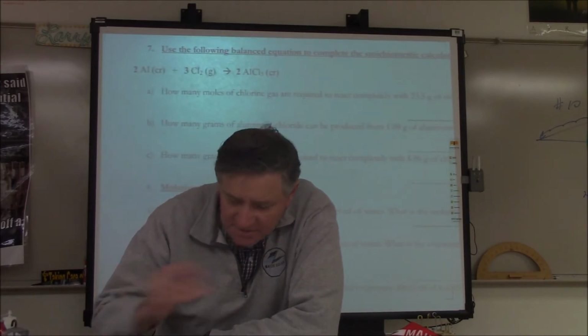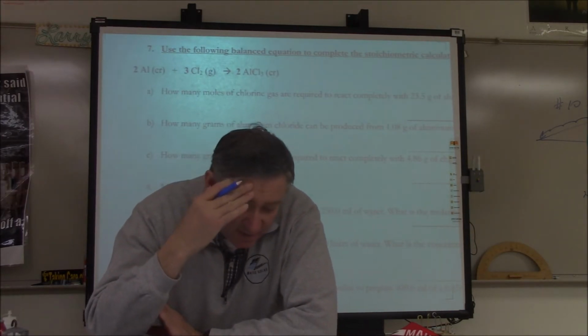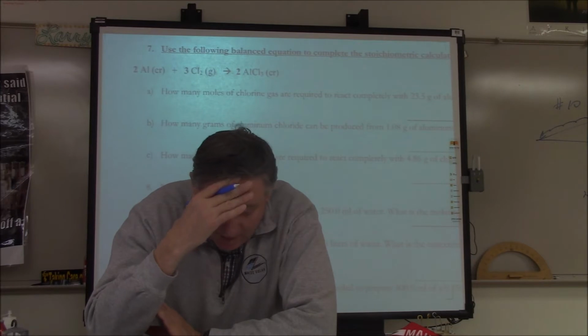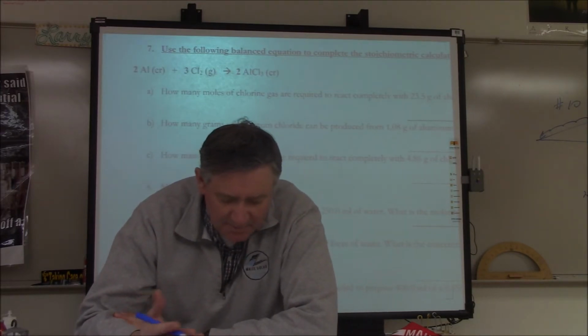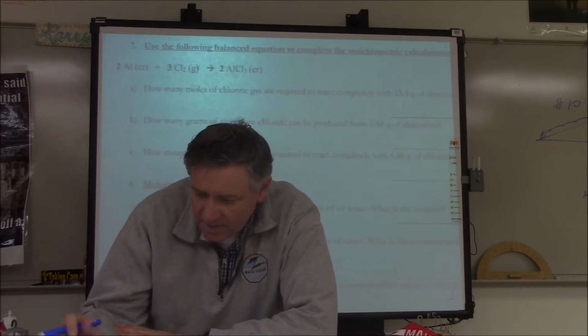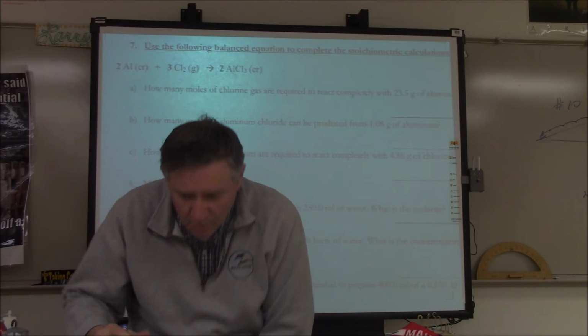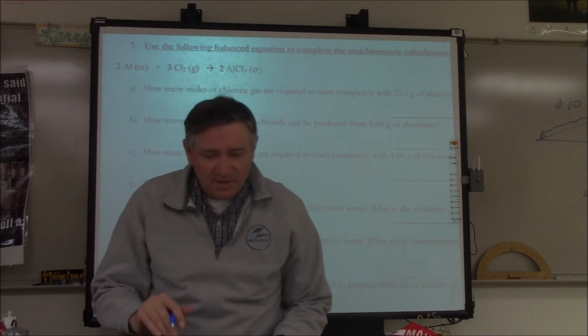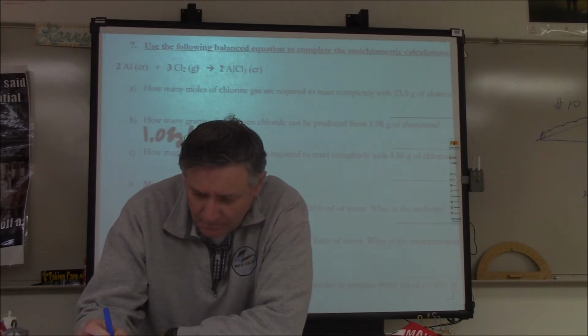On number 7, I've given you the balanced equation. Let's work through one of the more complex ones. On 2b, it says how many grams of aluminum chloride can produce 1.08 grams of aluminum. This is one of the more complex ones, so let's go through it. You're going to start with that 1.08 grams of aluminum.